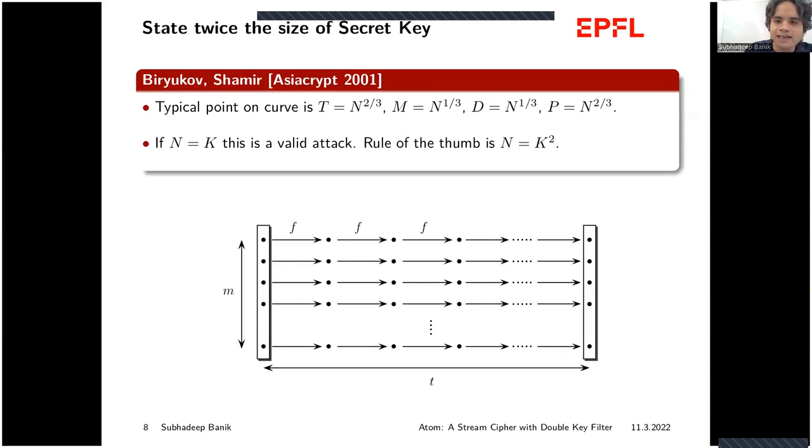Now let capital K be the size of the key space. And then if we choose capital N equal to capital K, or in other words, if the size of the internal state of the cipher is equal to the size of the key, then this of course is a valid attack because both the online and the offline complexities are less than K, which is the complexity of exhaustive search. Therefore, the authors proposed that capital N should be at least K squared. Or in other words, the size of the internal state should be at least twice the size of the key. If this were to be so, then it would be impossible to find a point on the trade-off curve where both capital T and capital P are less than K, which is the complexity of exhaustive search.